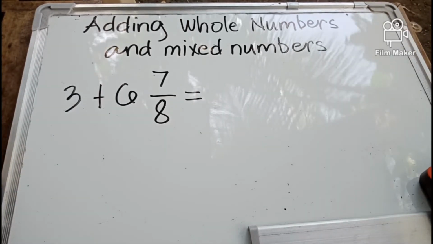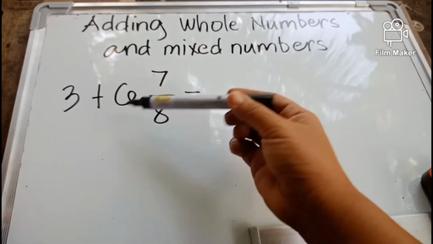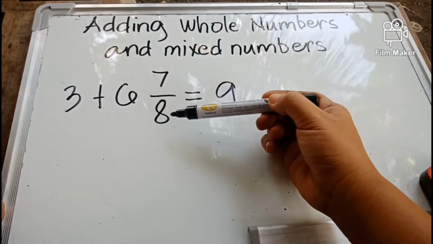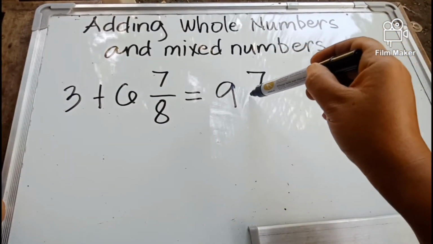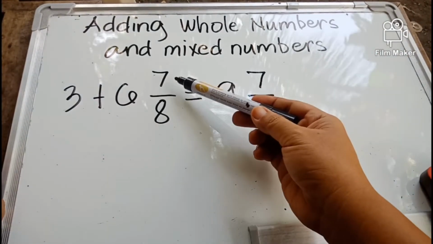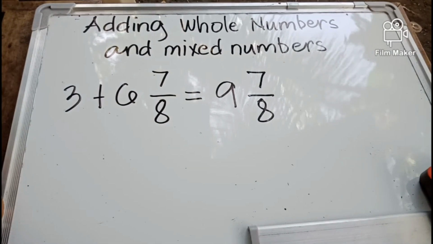Another example of whole number and mixed numbers. So, i-add natin. Add first the whole numbers. 3 plus 6 equals 9. And then, you copy the fraction. So, yun lamang po. 3 plus 6 and 7 over 8 equals 9 and 7 over 8.